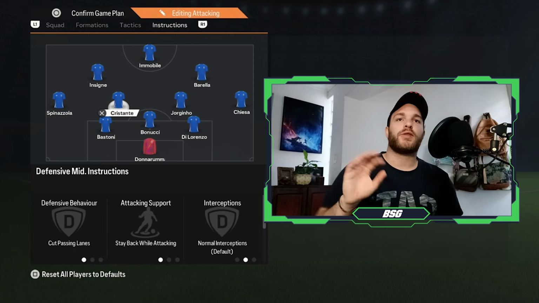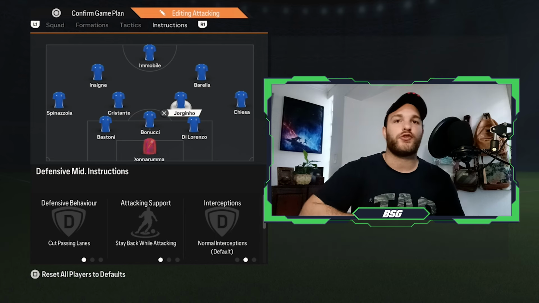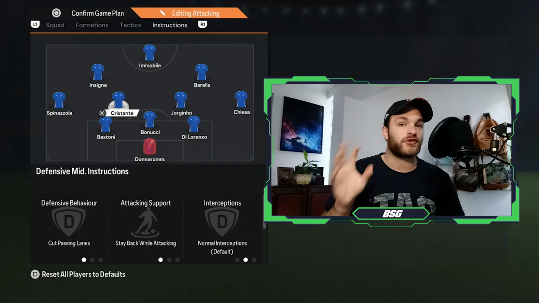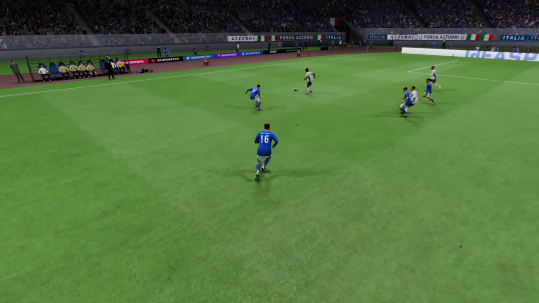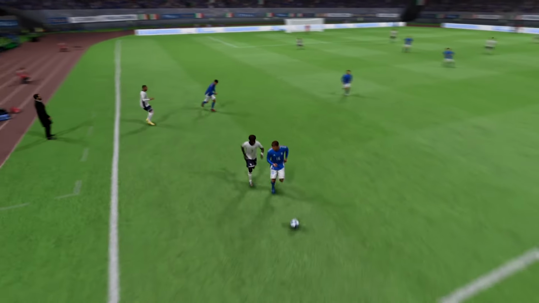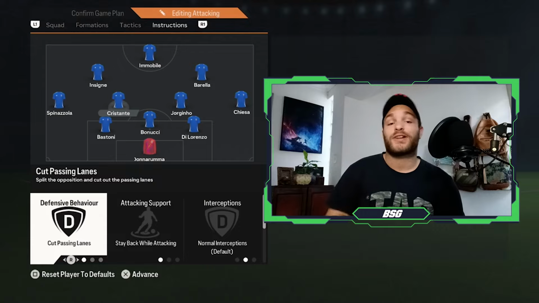Into the midfield now with your double pivot of Cristante as well as Jorginho. Now, of course, it was Verratti and Jorginho, and both of them will be set to maintaining the same roles and instructions, looking for both the likes of your left and your right DM to be able to cut passing lanes, looking to try and deter the opposition from playing in those central zones, looking to try and break up the offensive rhythms that they might be looking to generate.